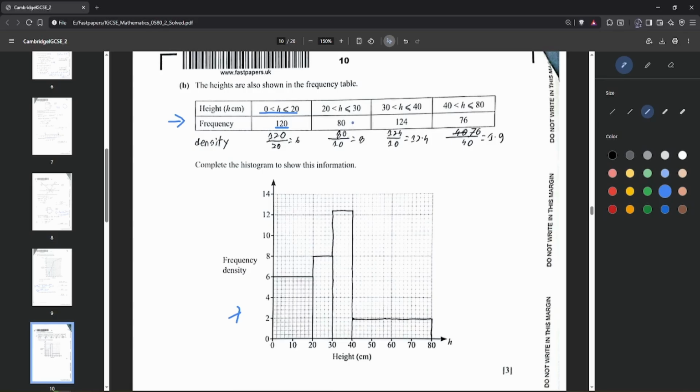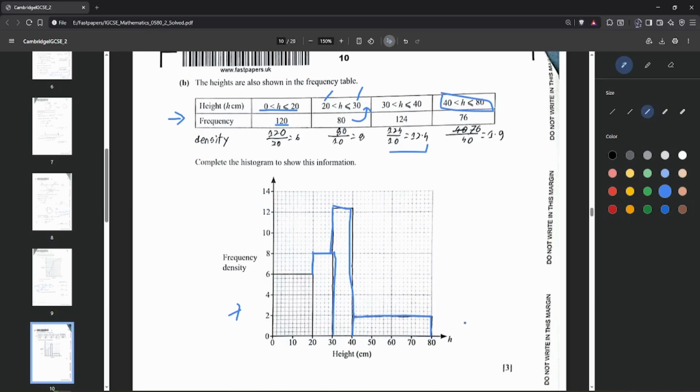Alright, next up we have 80 divided by 10, which is 8. The interval size is 10, so we divide 80 by 10, we get a value of 8. Then we draw this. Next up we have frequency 124, and the interval is also 10, so if we divide this, we get 12.4. Next up, the frequency is 76, but the interval is 40, so we divide 76 by 40 to get a value of 1.9, and we draw this.